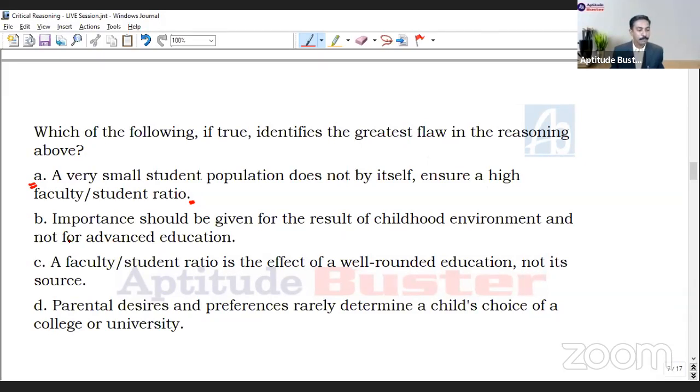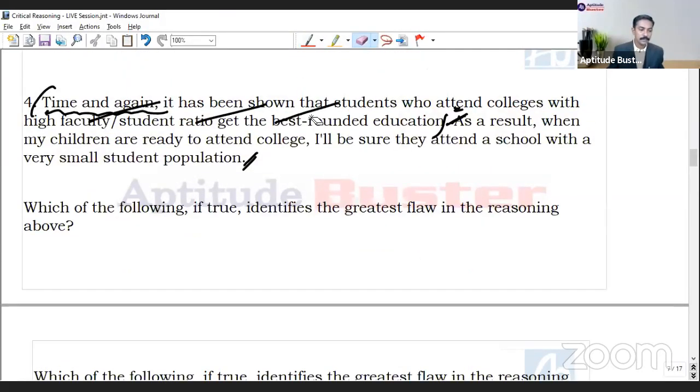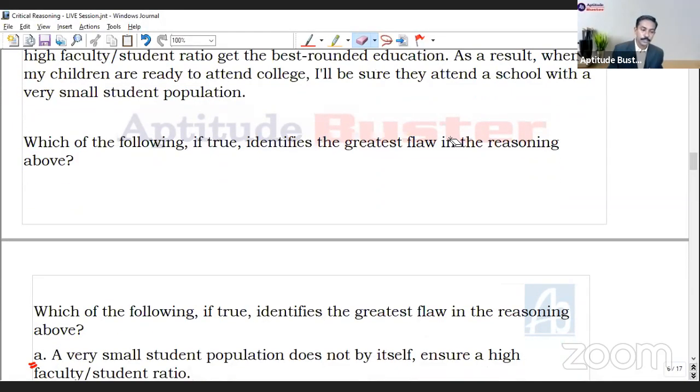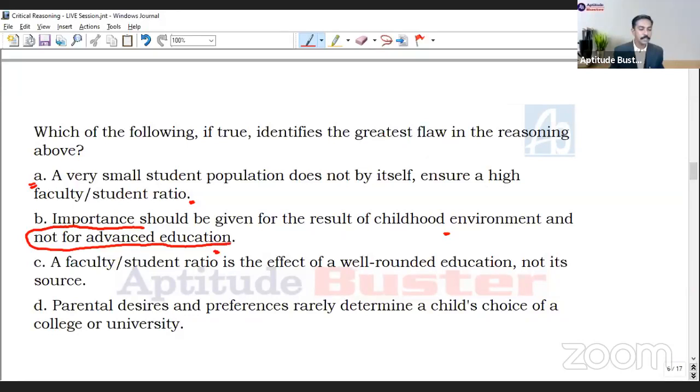Option B: importance should be given for the result of childhood environment and not for advanced education. Look at the text once again. We are discussing education in general. Are we discussing different levels of education? Certainly no. Whereas here in option B, it says importance should be given for the result of childhood environment and not for advanced education. We're discussing education in general.